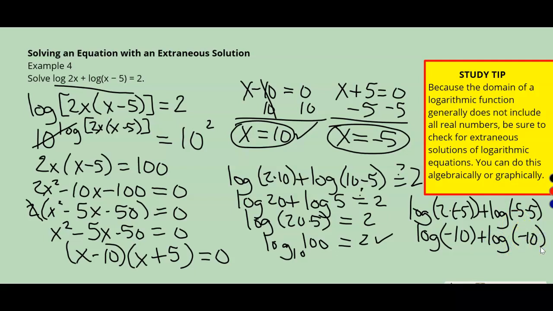Log of negative 10 is not defined. Remember, you can't do logarithms of negative numbers. That means negative 5 is not a solution. So just like what I said, negative 5 is going to be your extraneous solution. It is a solution that we got when we solved the quadratic equation, but when we plug it back in, it does not work. So you only have one true solution, x equals 10.